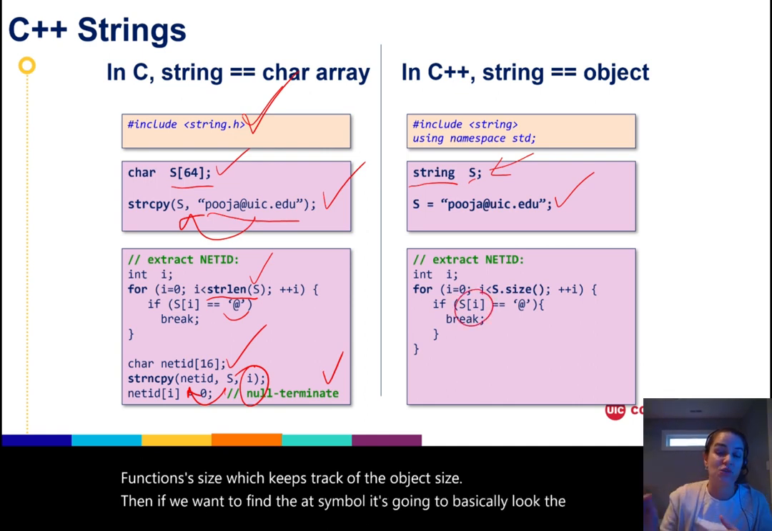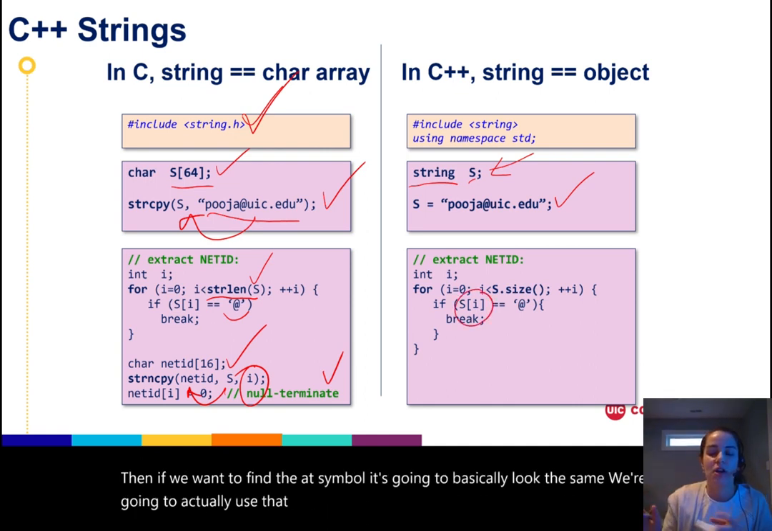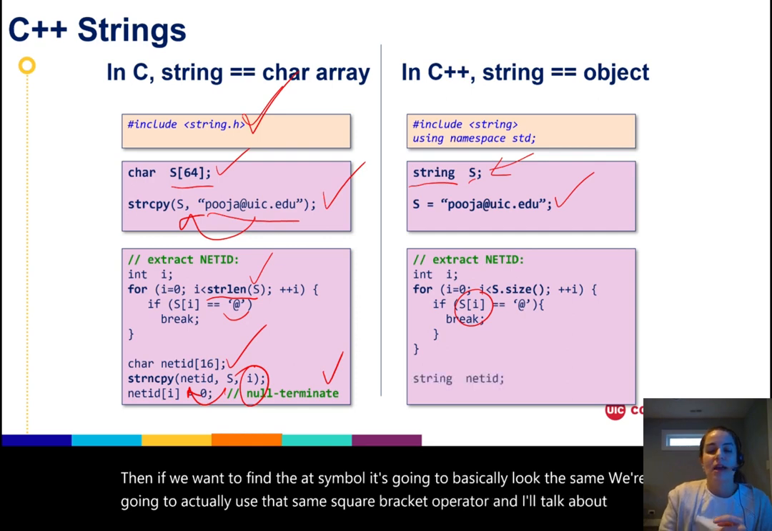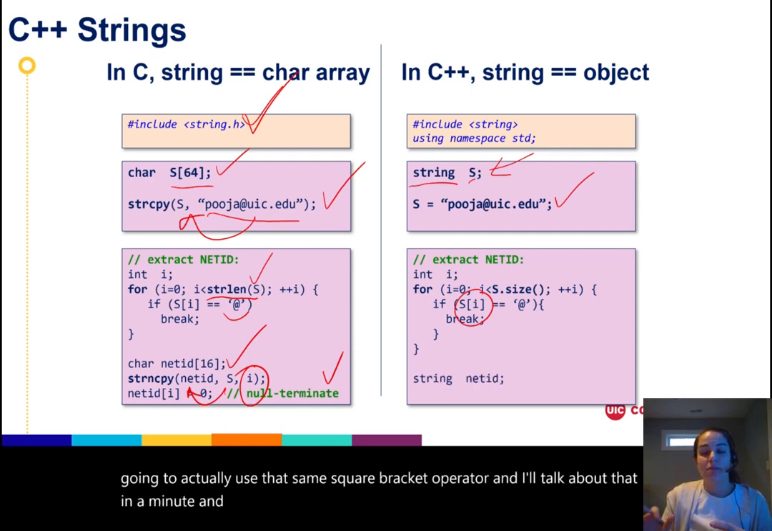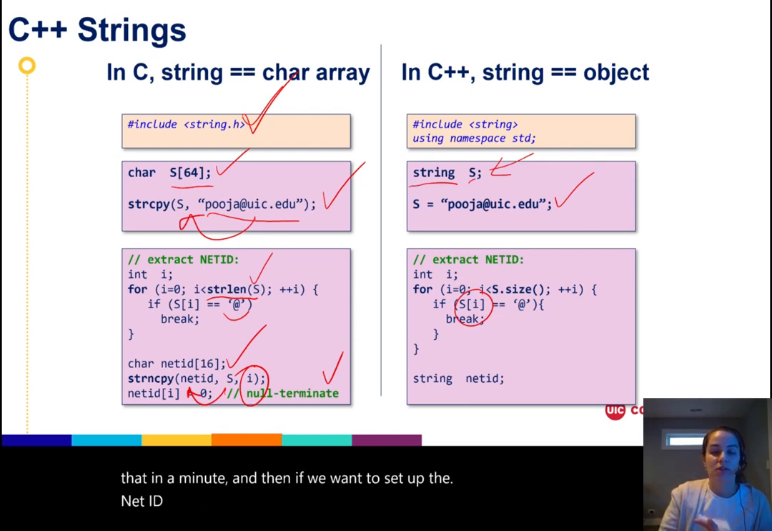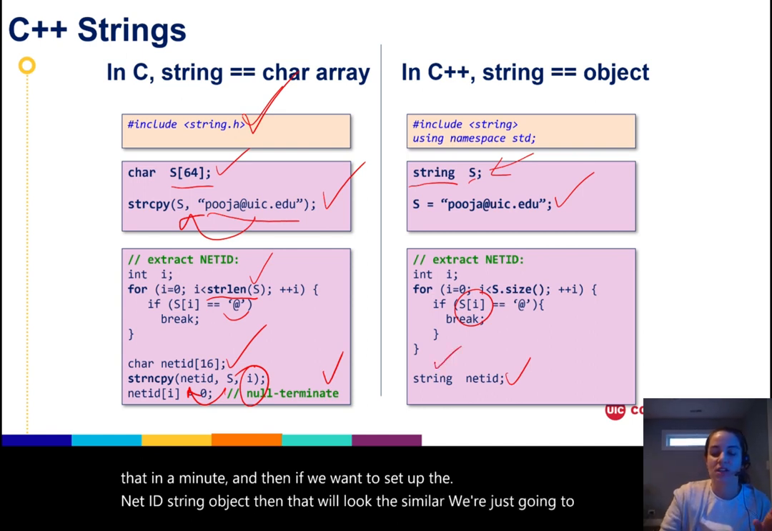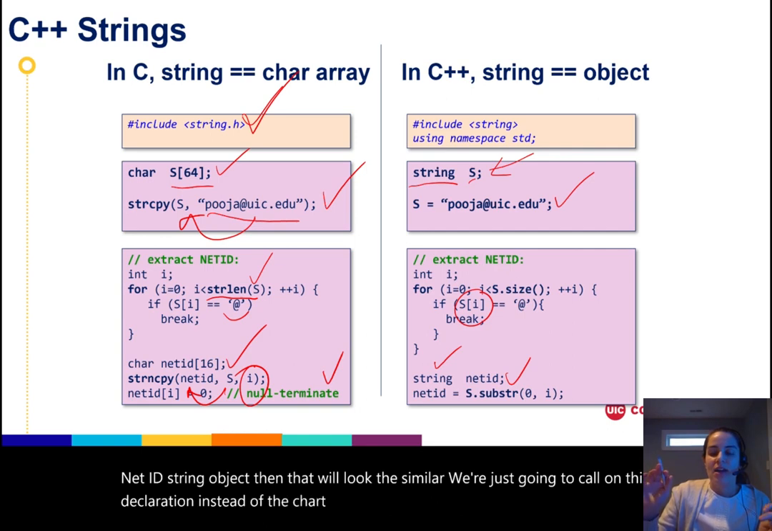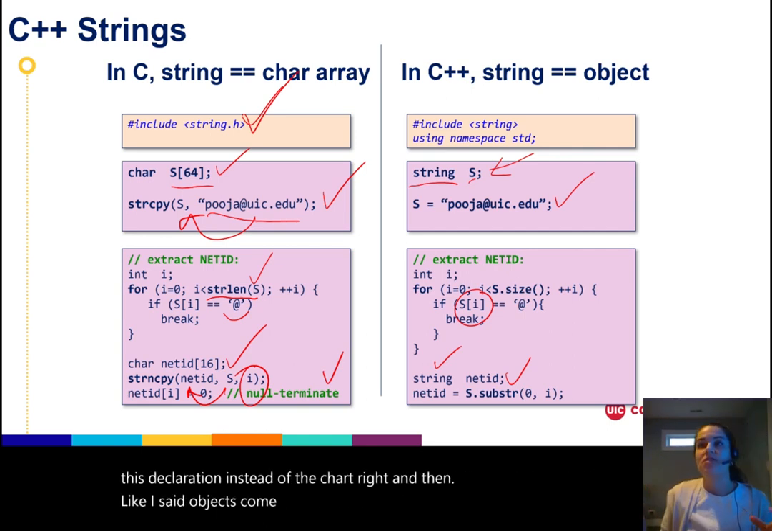Then if we want to find the at symbol, it's going to basically look the same. We're going to use that same square bracket operator, and I'll talk about that in a minute. And then if we want to set up the netID string object, that will look similar. We're just going to call on this declaration instead of the char array.